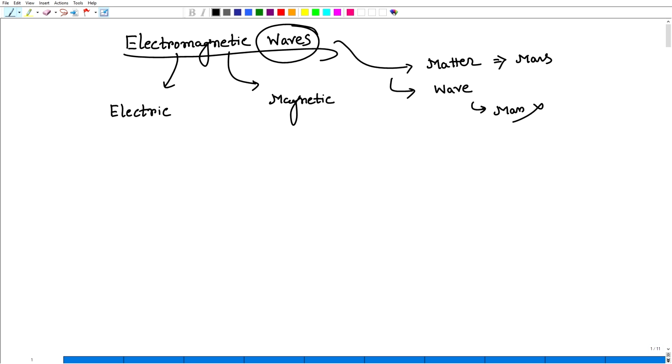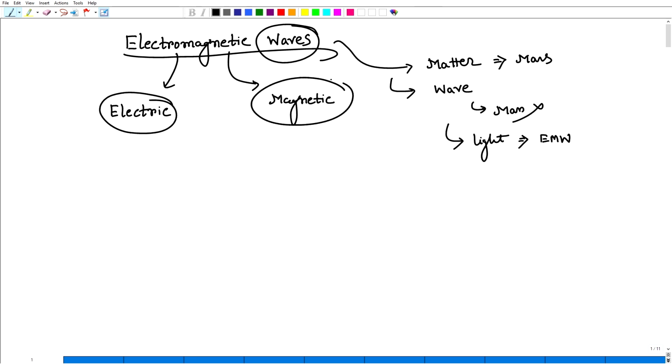So there are different types of waves. We are very familiar with sound waves and various mechanical waves, but there is also another kind of wave, like light and other things. Light is an example of an electromagnetic wave. I will come to that in detail later, but now focus on these two parts, electric and magnetic.